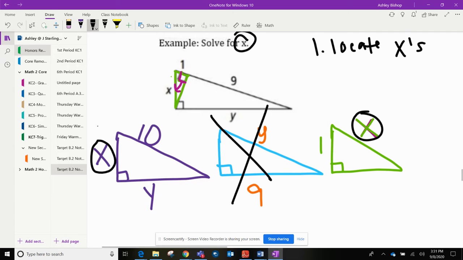Now, mind you, if this problem said solve for Y's, there's a Y in this problem, so I would need it. But since there is no X in that triangle, I'm not even going to look at it. I don't want you confused by it. But once we find our 2 X's, we are going to set up our proportions.